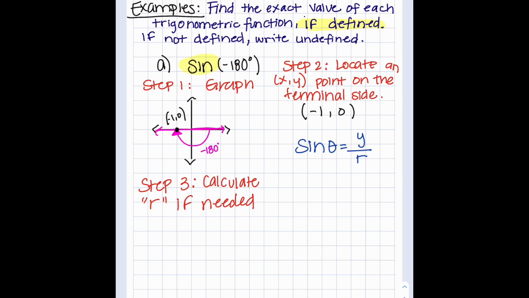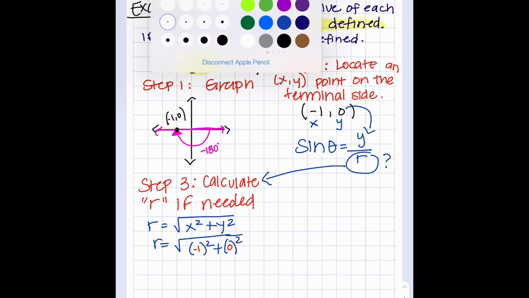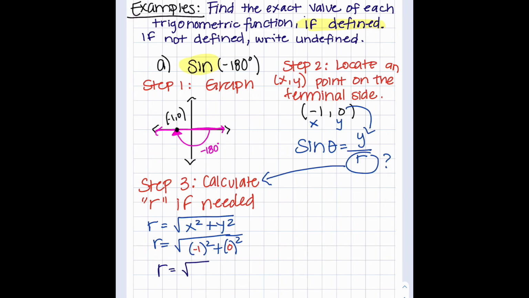So I have a y because of that point that I located, x, y. So I know for sure that 0 is going to end up being plugged in here. But what's my r? So that's where step 3 comes into play. So calculate r if needed. Yesterday we said that r is equal to the square root of x squared plus y squared. So we plug in our numbers here. We said x is -1 and y is 0. These numbers came from step 2. All right, so let's continue here. R is equal to, well, what's -1 squared? That's 1. 0 squared, that's 0. 1 plus 0, 1. Square root of 1, 1. So your r is equal to 1. So we have the whole gang here.